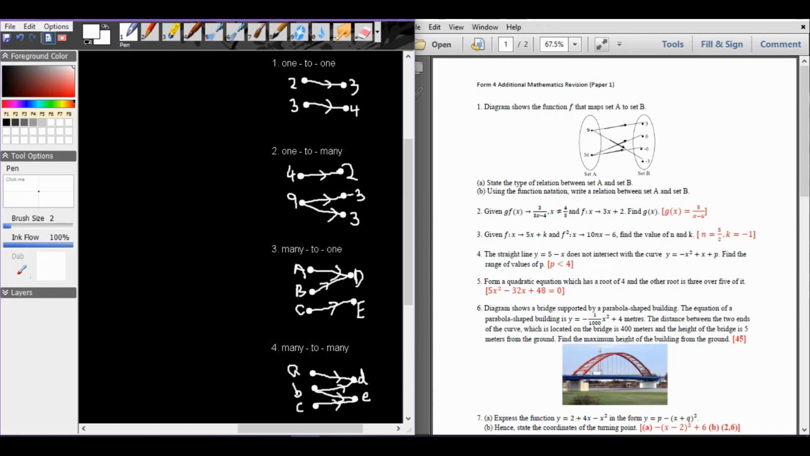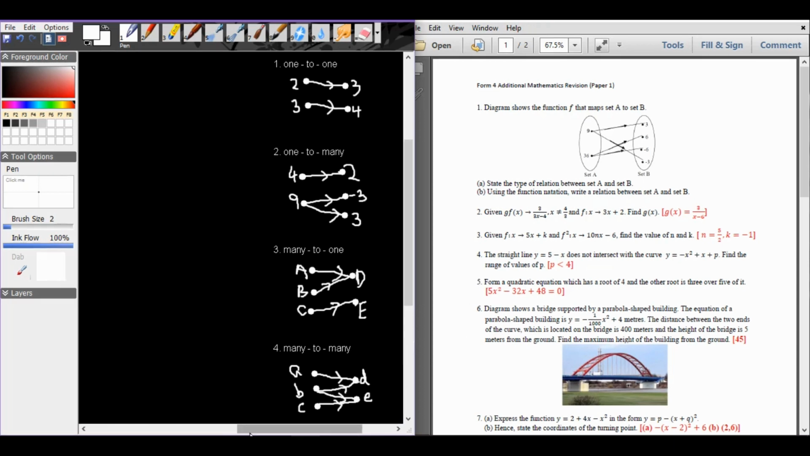For the fourth type, many-to-many. Many-to-many is a combination of one-to-many and many-to-one. So for many-to-many, D here, D is an image. It has more than one object. So this is many-to-one. And also B here, B is an object. It has more than one image. So this is one-to-many. So this is a combination of one-to-many and many-to-one.